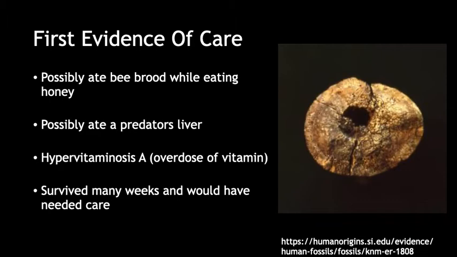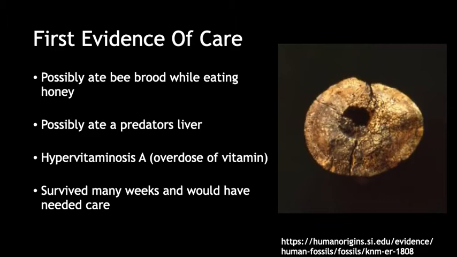Homo erectus also shows the earliest evidence of care, so caring for another individual. We can see in the picture here, this is actually a picture of a bone which has formed a large crust around it. And now this crust is caused by hypervitaminosis, so an overdose of vitamins. And the individual probably got this from either eating a predator's liver, which has a lot of vitamin A in, or possibly it found a beehive, tasted the honey, and loved the sugar and just went crazy and ate the entire beehive, including the bee brood, and got an overdose of vitamin A that way.